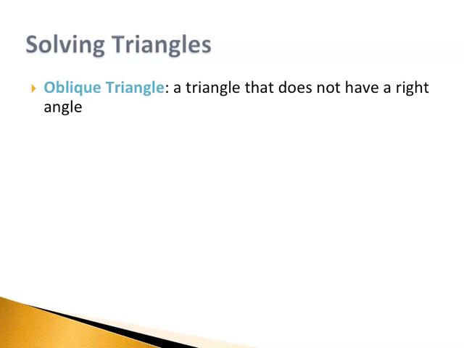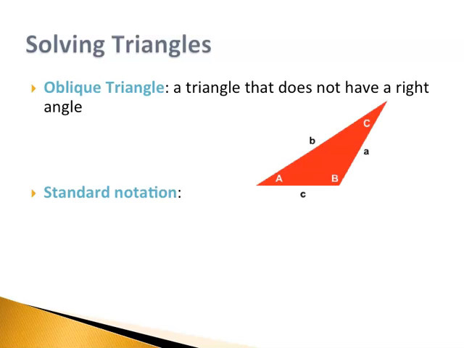So, an oblique triangle, which is a triangle that does not have a right angle, we will have law of cosines and law of sines, but before we get into those formulas, we need to understand what we consider standard notation. So, here's a triangle. Now you'll notice that the angle measures are labeled capital A, capital B, and capital C. So each angle or each vertex is named with a capital letter.